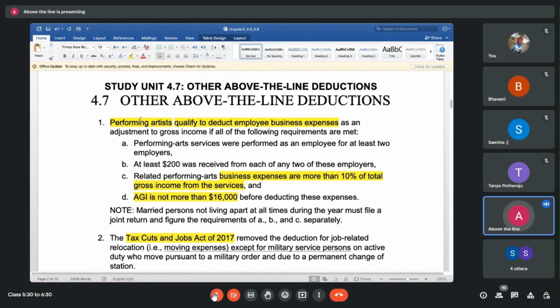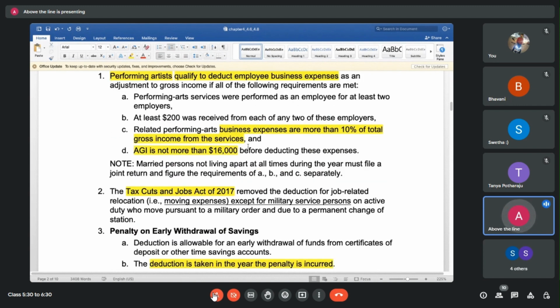Then performing artists. If we get a client who is an artist, there might be dancers or singers or something else, musicians and all. So they definitely get to deduct the employee business expenses, the unreimbursed expenses, which have been repealed for everybody else. Other people don't get it anymore, but for them, they have still kept this provision that they may be able to claim those expenses against their taxable income. Again, if their AGI is not more than so and so. If the AGI is very high, they don't get any benefit.